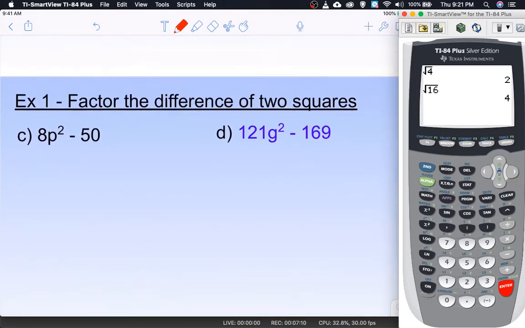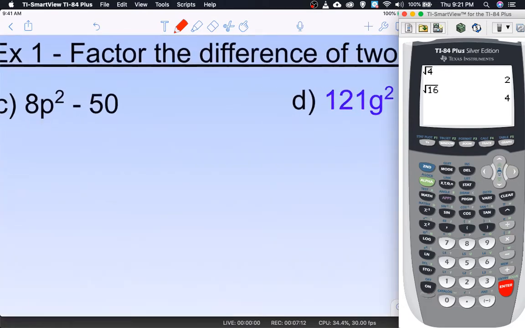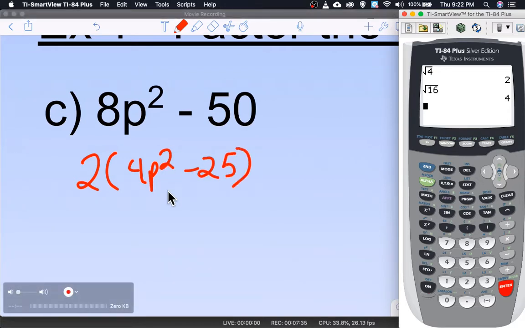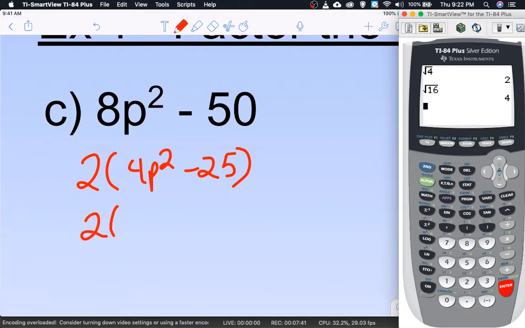All right. One more for me, and then one for you to try. So letter C here. Ooh, those numbers are not perfect squares. 8 and 50 are not. But my brain tells me that those numbers are both even. If I would factor a 2 out of these, those numbers are both perfect squares. So I can say, you know what, that's a 2 times a, I'm going to guess a 2p and a 5.